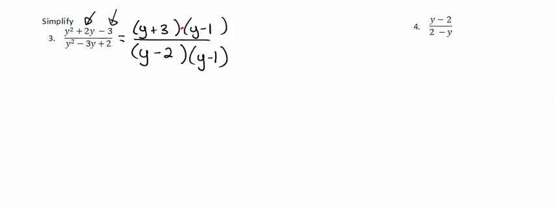From there, we're going to just use our properties of division. Anything in the numerator that's the same in the denominator will cancel out. And we are left with y plus 3 over y minus 2.